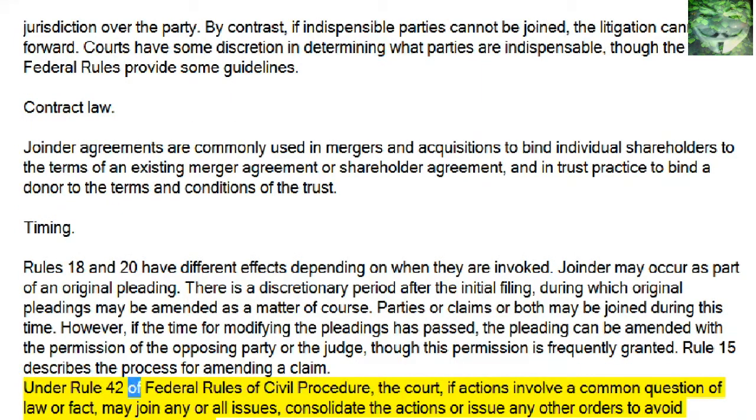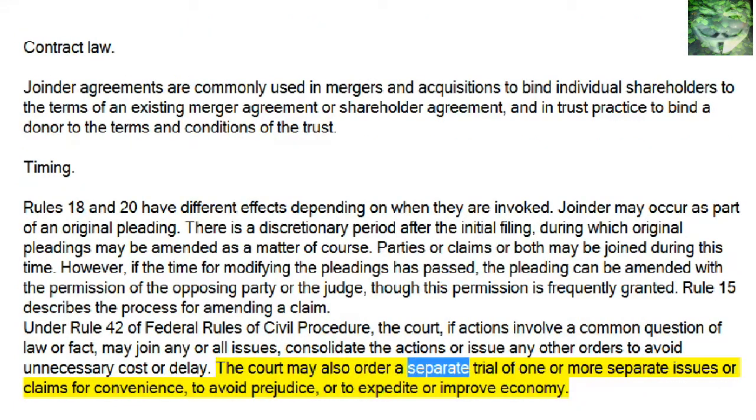Under Rule 42 of the Federal Rules of Civil Procedure, the court, if actions involve a common question of law or fact, may join any or all issues, consolidate the actions, or issue any other orders to avoid unnecessary cost or delay. The court may also order a separate trial of one or more separate issues or claims for convenience, to avoid prejudice, or to expedite or improve economy.